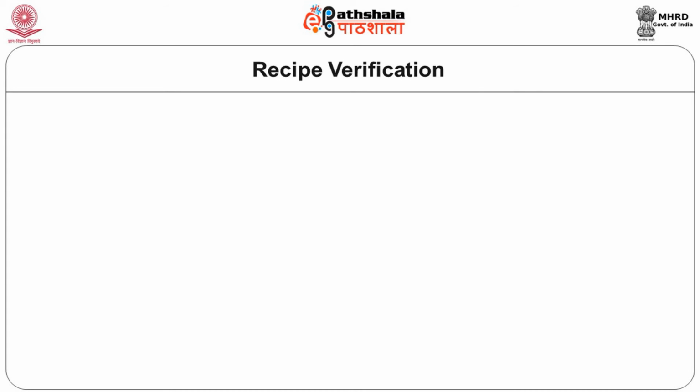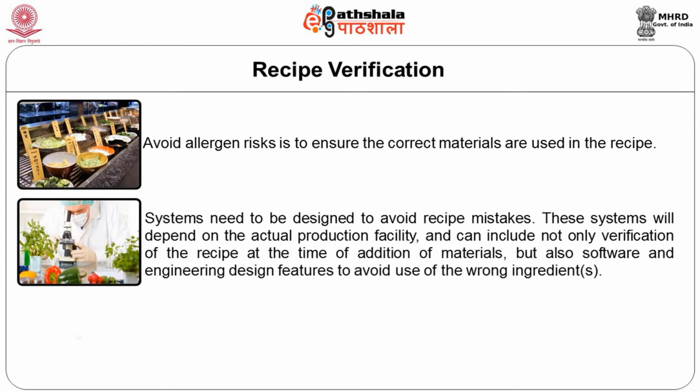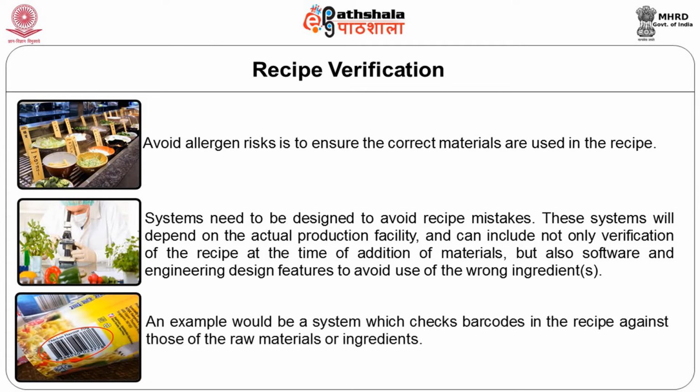The recipe verification is again very important. The first requirement to avoid allergen risk is to ensure the correct materials are used in the recipe. Systems therefore need to be designed to avoid recipe mistakes. These systems will depend on the actual production facility and can include not only the verification of the recipe at the time of adding the material, but also proper software engineering design features to avoid addition of wrong ingredients. An example would be a system which checks the barcode in the recipe against those of the raw materials or ingredients when these are weighed, or the premix prevents the operator from continuing if they do not match. Then special cases of ingredients with these systems also need to be considered.